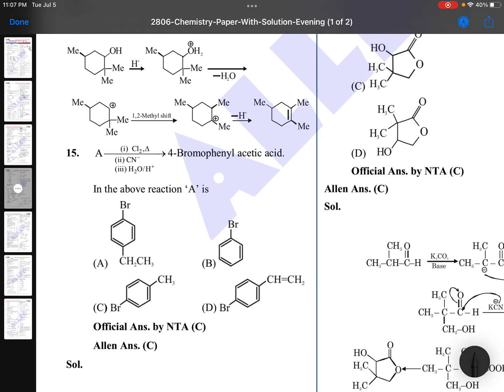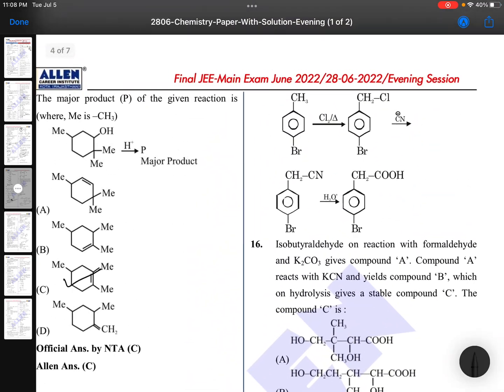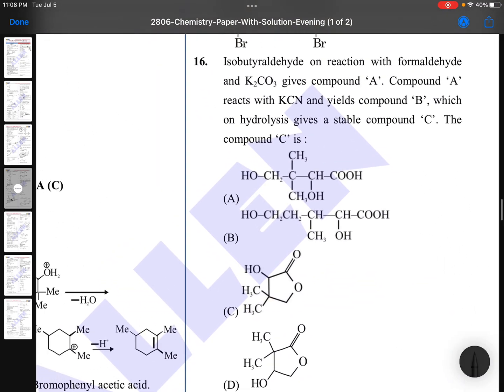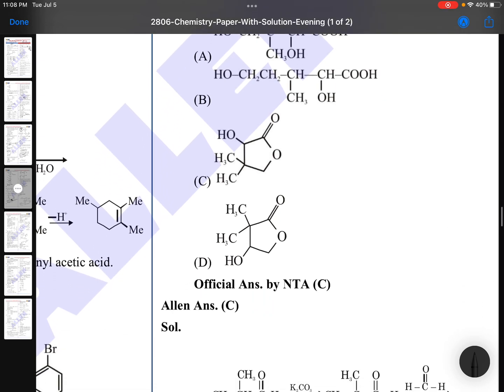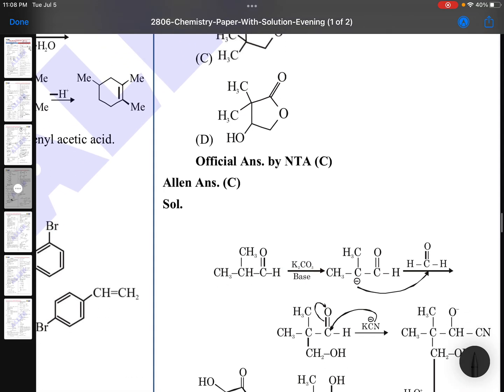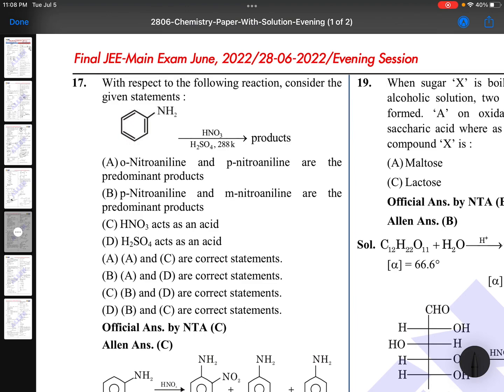Cl2, this question we were doing. If you take this one, first it forms CH2Br, which converts CH to CN, which converts CH to COH. These questions were there in our memory based question paper also. Isobutyraldehyde on reaction with formaldehyde, K2CO3, compound A reacts with KCN yields B, which on hydrolysis gives stable compound C. A and B we were doing. This is ester formation. So we had very good memory actually.